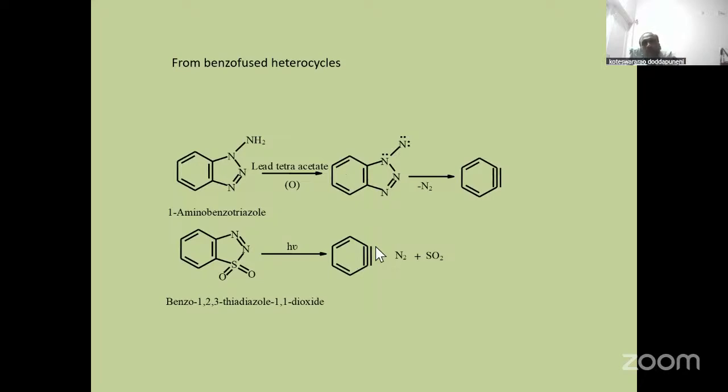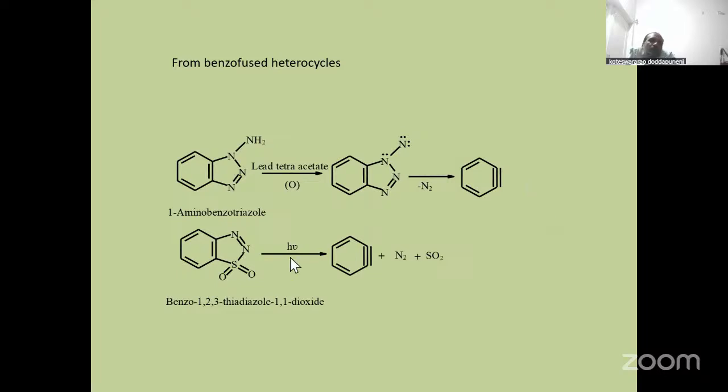Next, from benzo-fused heterocycles. This is 1-aminobenzotriazole. This is a triazole derivative, and at the first position, an amino group is substituted. It is treated with lead tetraacetate, which is the oxidizing agent. On oxidation, it leads to the formation of a nitrogen intermediate. On heating, nitrogen gas is eliminated. Two molecules of nitrogen, one from here, one from here, are eliminated. That leads to the formation of benzyne.